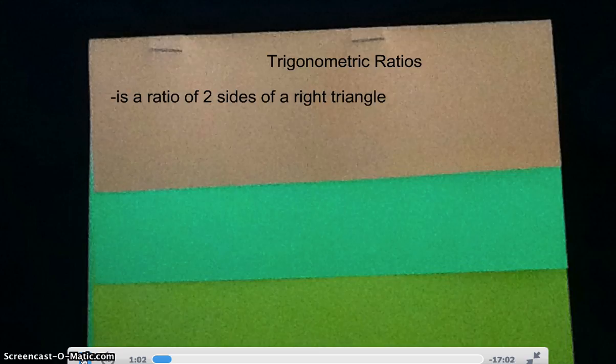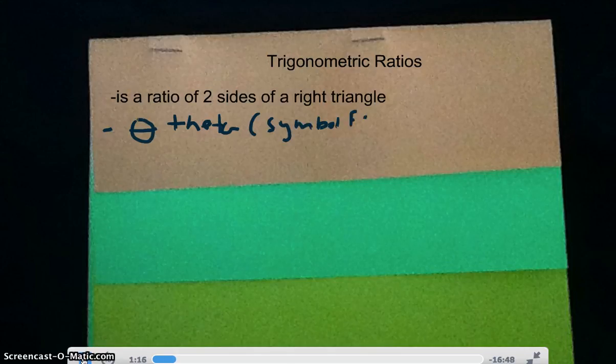I need you to know what some symbols are. This is theta, and it's the symbol for an angle.